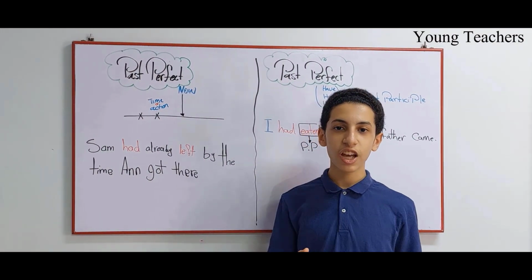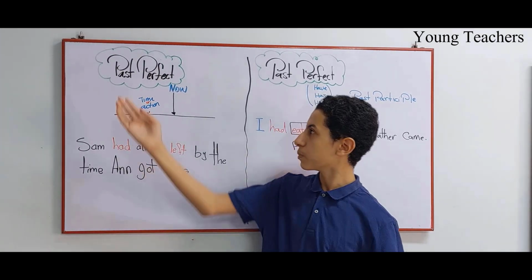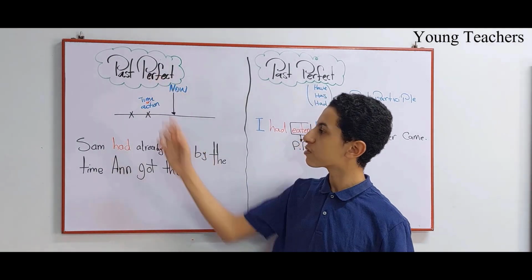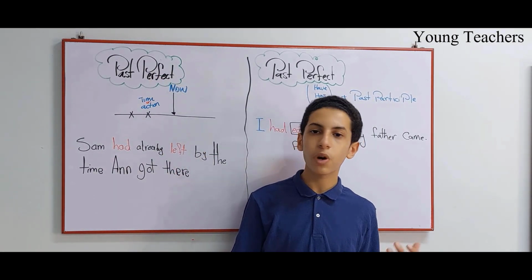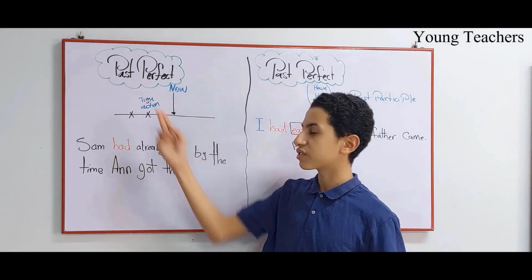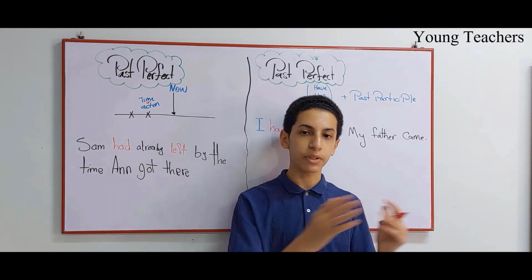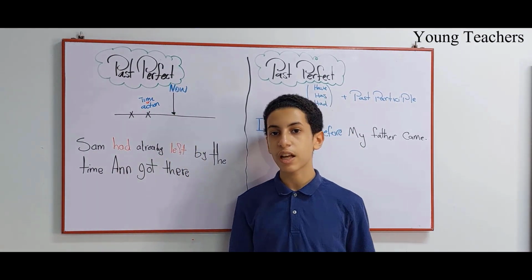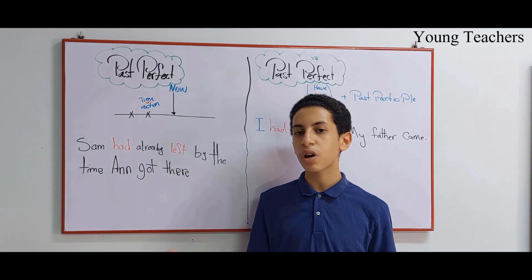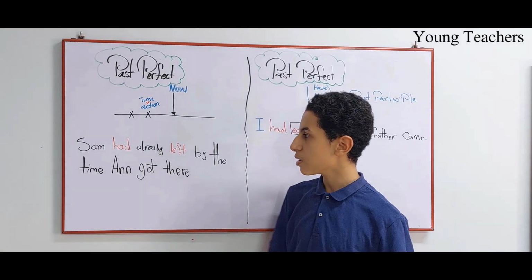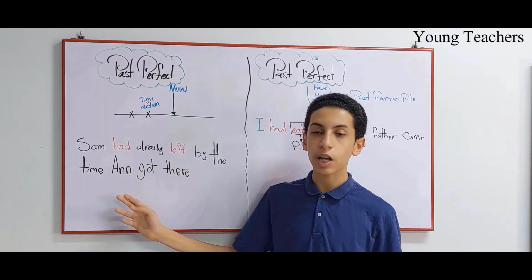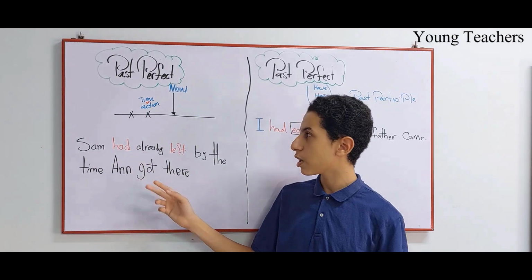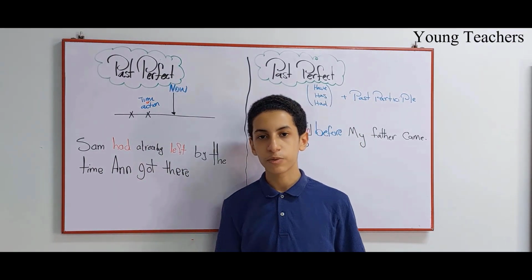So I will let you know the meaning and the form of the past perfect from its own name. With the meaning, perfect means that an action had happened before another action or a time, and past means that these two actions had happened in the past. So together, the past perfect expresses an action that had completely happened before another action in the past. For example, Sam had already left by the time Anne got there. So Sam had left at that point, and Anne got there after Sam had already left.